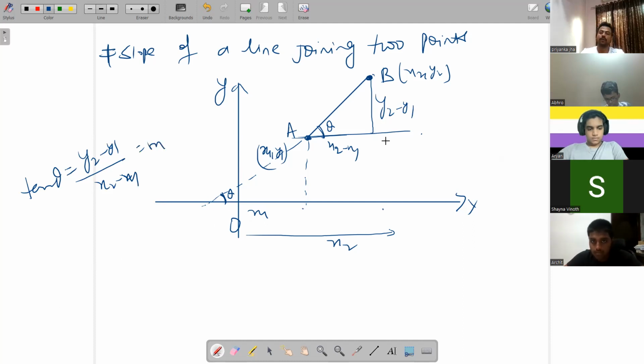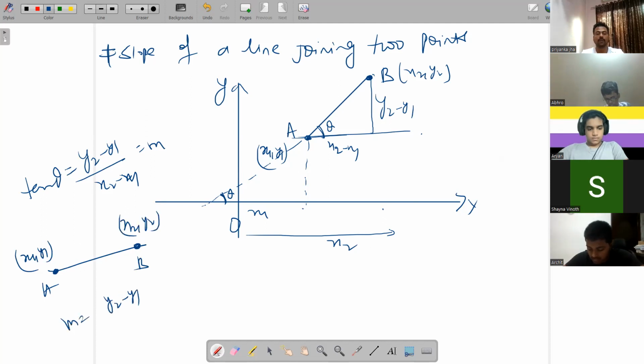Going forward, we will not derive this or draw this diagram and then find it. We'll simply remember this. So for a line segment joining point A and point B, whose coordinates are x1, y1 and x2, y2, its slope will be y2 minus y1 upon x2 minus x1, or you can also say y1 minus y2 upon x1 minus x2. The order should be the same. If it is y2 minus y1, then below it should be x2 minus x1. If it is y1 minus y2, then below it should be x1 minus x2.